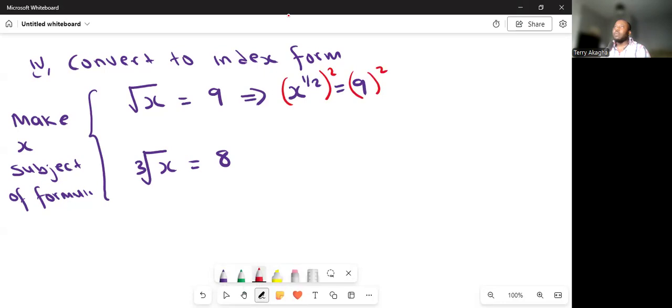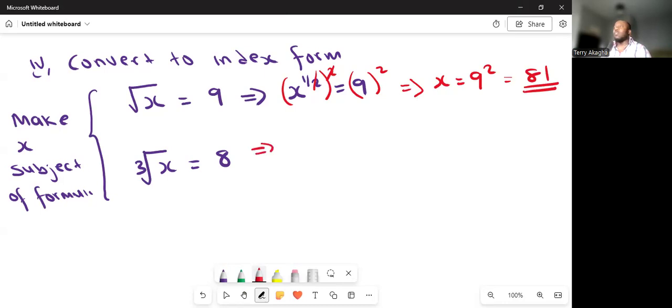Is this making sense? Then this is going to cancel out, and x is going to be equal to 9 squared, and that will give you what? 81. Are you seeing it? So you found x, and that will give you 81. That's the same thing here.